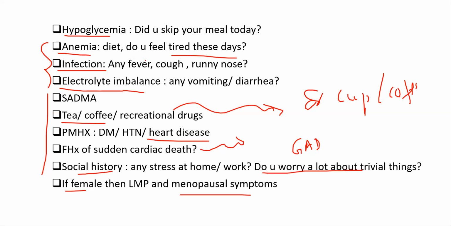If we don't need to ask social history or LMP from a female, do we need to do confidentiality for everything? No. Confidentiality is only for psychiatric cases and some of the sensitive questions like family history, social history, and also sometimes for the period related questions from females.